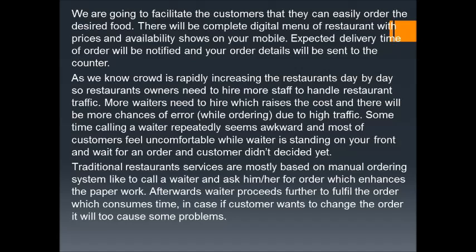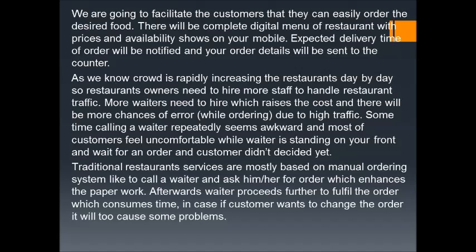As we know, the crowd in restaurants is rapidly increasing day by day, so restaurant owners need to hire more staff to handle restaurant traffic. More waiters need to be hired, which raises the cost, and there are more chances of error while ordering due to high traffic. Sometimes calling a waiter repeatedly seems awkward, and most customers feel uncomfortable while a waiter is standing in front of them waiting for an order and the customer hasn't decided yet.